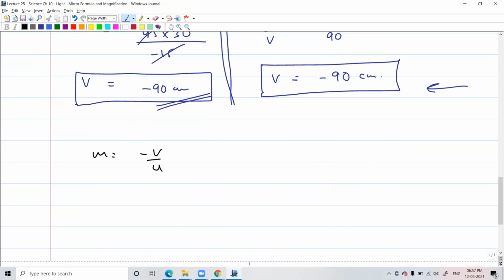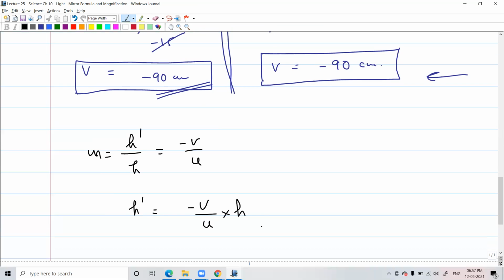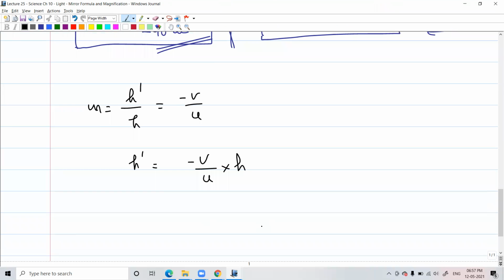So either use this or you can directly write h dash by h, or magnification, is equal to minus v by u. So what will be h dash? It will be minus v by u into h. Tell me, is it making sense? I left the h dash over here and I moved this to the right hand side. Okay.